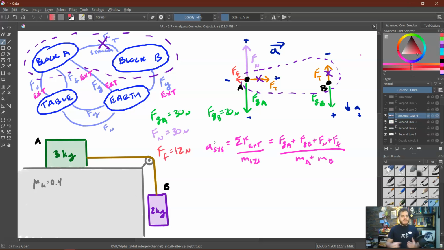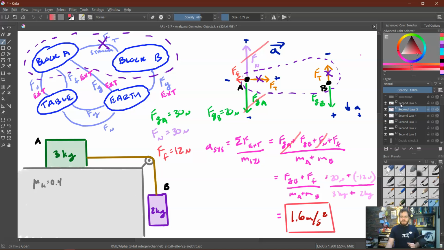I use Newton's second law for systems. So the acceleration of the system is the net external force on the system divided by the mass of the system. And I see that FGA plus FGB plus FN plus FF, those are all my external forces. And I have MA plus MB on the bottom. But what we have to remember is that if we look, the gravitational force on A and the normal force, those are going to cancel. So I'm left only with FGB plus FF over MA plus MB. Stick in my numbers, get the exact same answer of 1.6 meters per second squared. Perfect, we're good to go.